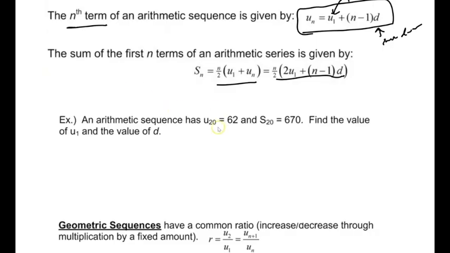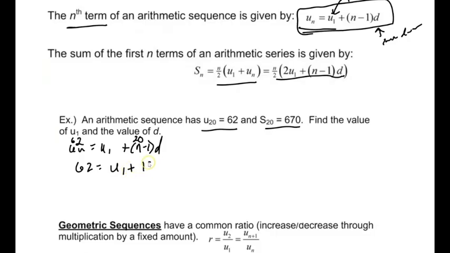An arithmetic sequence has u20 equals 62, S20, the sum of the first 20 terms, equals 670. Find the value of u1 and the value of d. We'll use this one first. Un equals u1 plus n minus 1 times d. This tells me when I plug in 20, I get 62. That's all I have. I have 62 equals u1 plus 19d, 20 minus 1. That's all I have there.